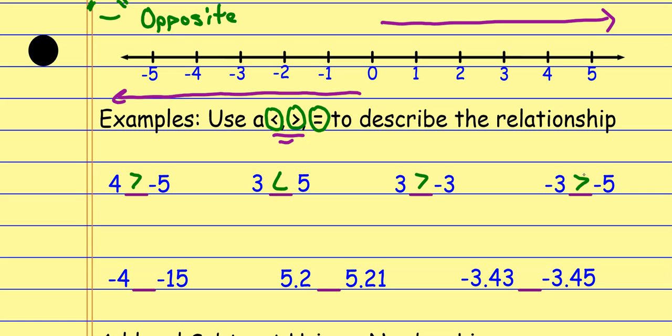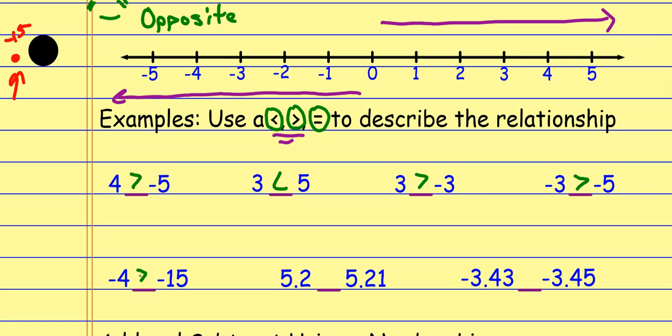Okay? If I look at something like this one, -15 is not on this number line, so we can see where -4 is. Visualize, where would -15 be? And hopefully you're looking at this going, well, -15 would be way out here somewhere, right? So now think about it. Which one is smaller? Which one is bigger? Well, the farther left you go, the smaller it is. The farther right you go, the bigger it is. So in this one, -4 is greater than -15. And again, the more negative it is, the smaller it is. -15 is more negative than -4, okay?